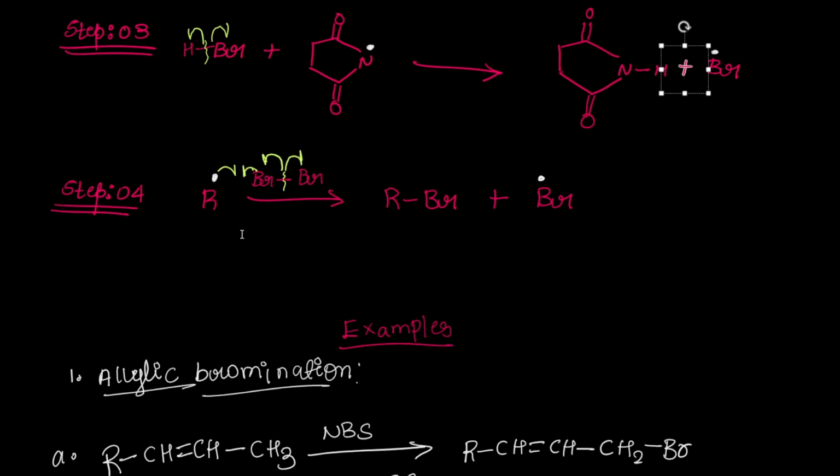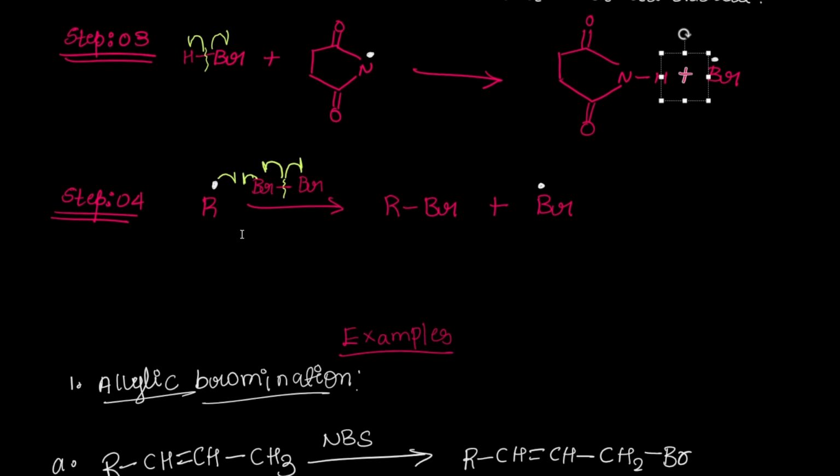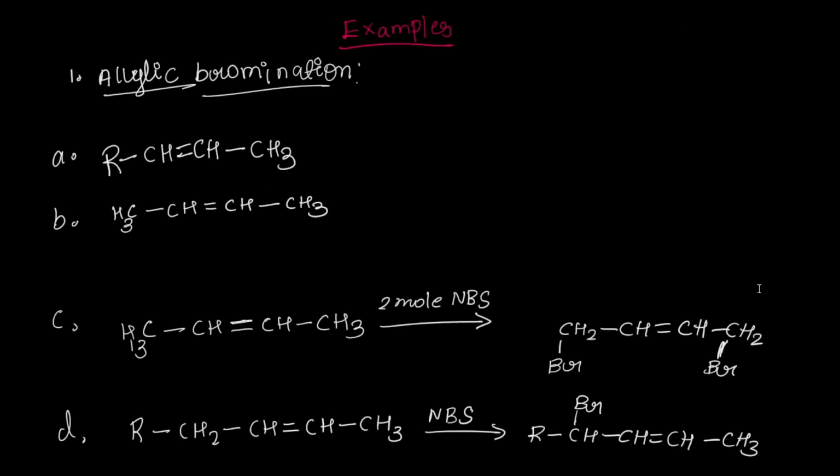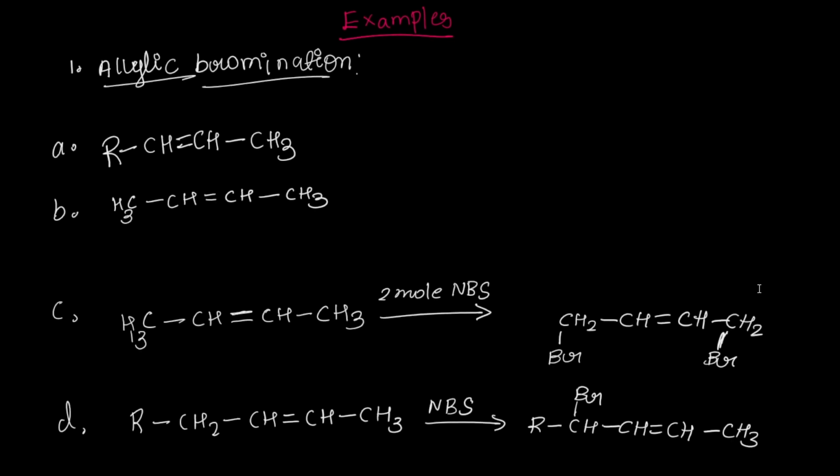As the last step, you can see the radical which is formed at step 2, the allylic radical, reacts with the bromine, and then there's the formation of the allylic bromide. Allylic bromination takes place with the formation of a free radical, that is, a bromine free radical. So now after studying how the mechanism happens, let's see the examples for allylic bromination.